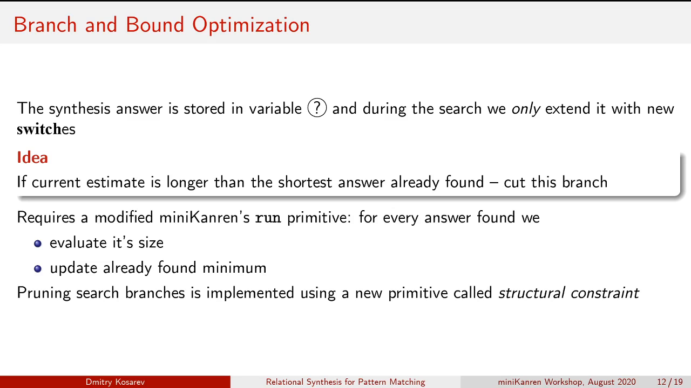Our third contribution is an optimization that resembles the branch and bound method. The idea is, if our current estimate of the answer is longer than the already found minimal answer, then we can prune this search branch. To implement it, we modified miniKanren's run primitive and added a new primitive called structural constraint to perform the actual pruning.